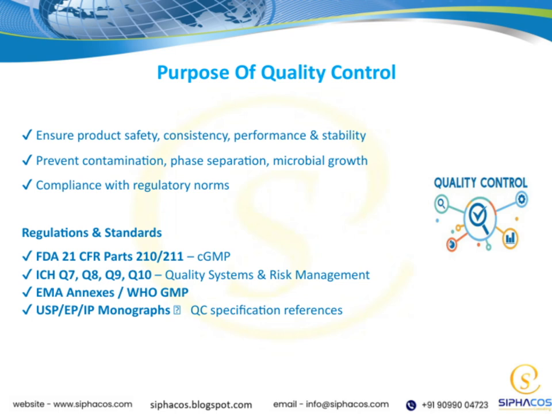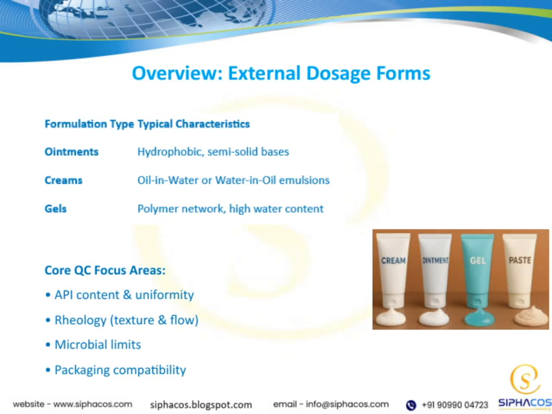Lastly, references like USP, EP, and IP monographs provide specific quality control standards and specifications that serve as authoritative sources for ensuring our products meet the required quality benchmarks. All these regulations and standards are interconnected. They form the backbone of a comprehensive quality assurance program that supports safe, effective, and reliable products in a competitive market.